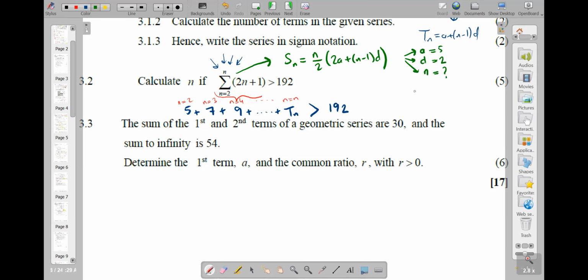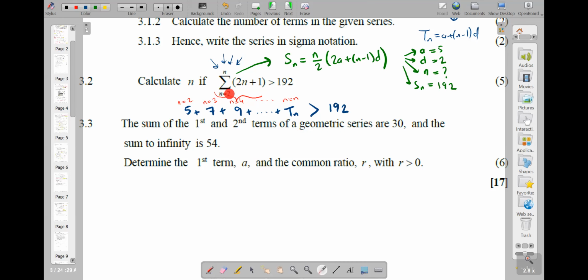Anyway, I already know the sum. Sn, let's make it equal to 192. We are looking for the first term more than 192, so it can be anything more than that.